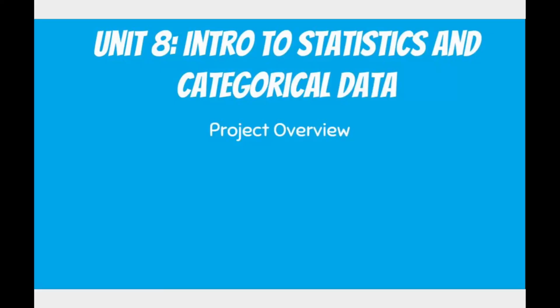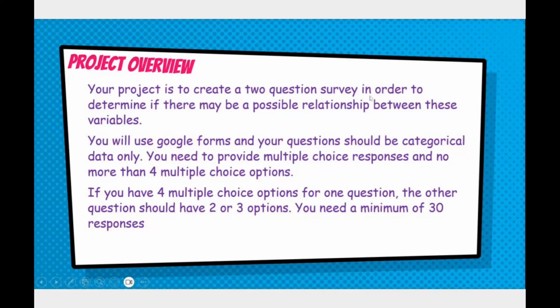Okay, now let's go back over to the project overview. So what is your project overview? Your project is to create a 2-question survey in order to determine if there may be a possible relationship between the two variables. You will use Google Forms, and your questions should be categorical data only, and you need to provide multiple choice responses and no more than 4 multiple choice options. If you have 4 multiple choice options for one question, the other question should have 2 or 3 options. You need to have a minimum of 30 responses.